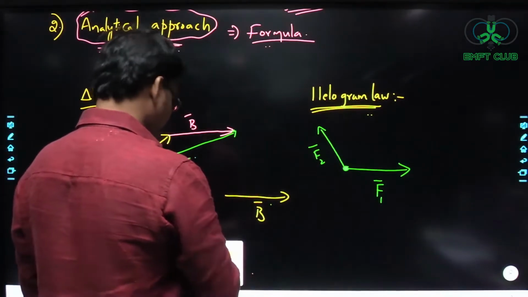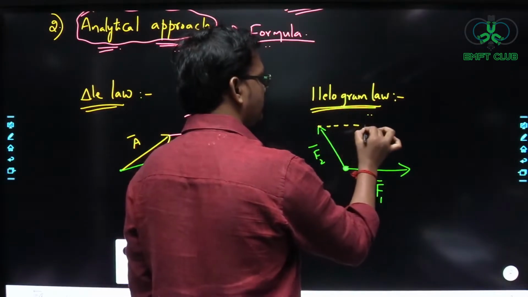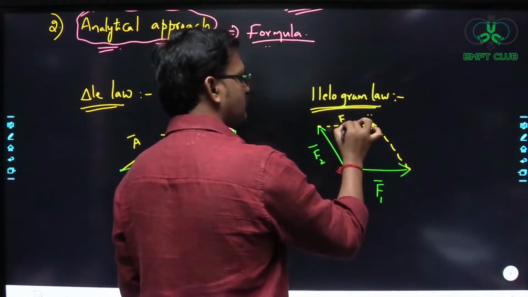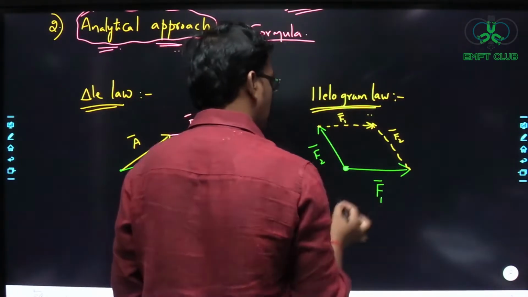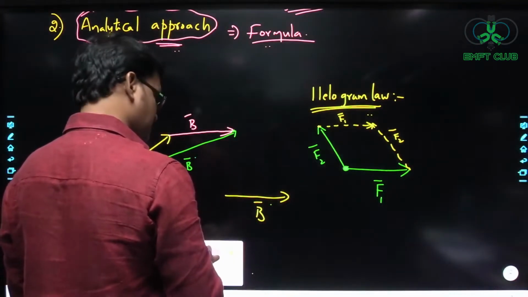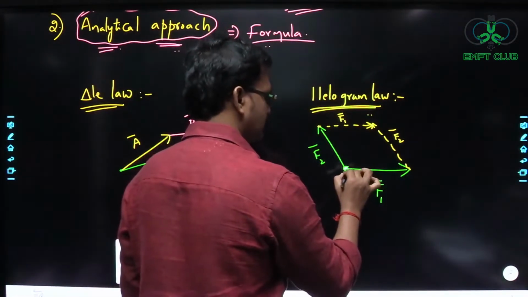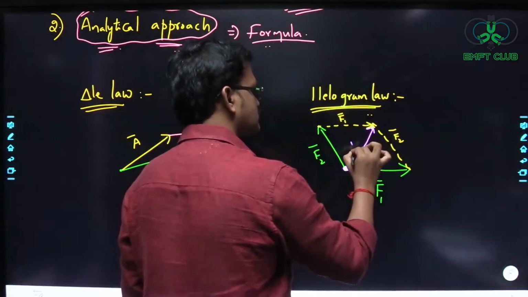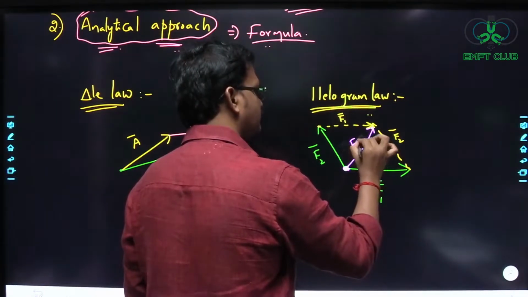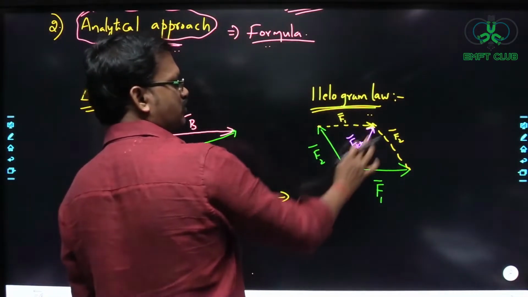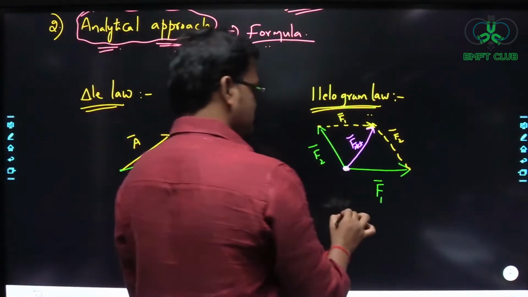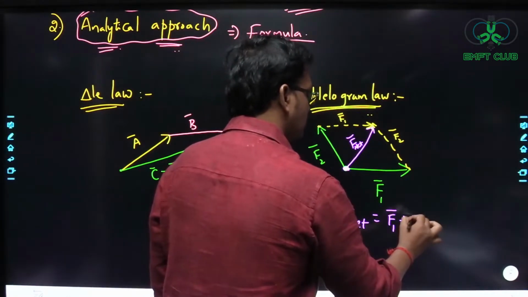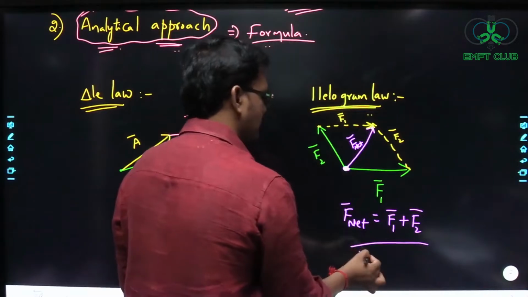Just draw a line parallel to F1 bar and a line parallel to F2 bar. This is F1 bar and this is F2 bar. Now the resultant force is given by the vector pointing from this point to this point. So this is the resultant force, or I can say the net force. The net force on this object is going to act in this direction. This net force is equivalent to F1 bar plus F2 bar.